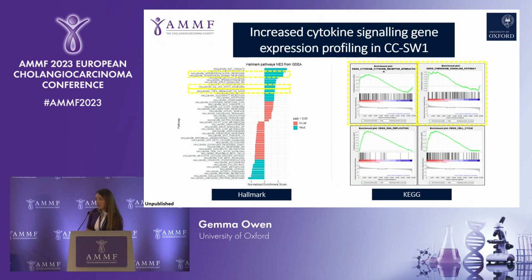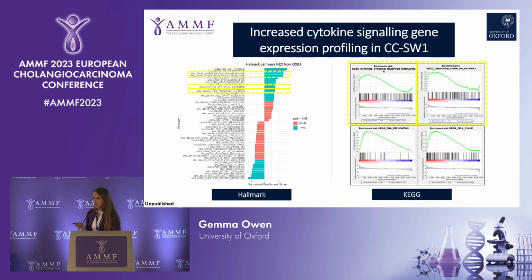As I mentioned, for our cholangiocyte cells, we did bulk RNA sequencing and used two different databases to analyze our result. Interestingly, what we saw in the CCSW1 cells was that out of the 11 significantly enriched gene pathways, 4 of these represented cytokine signaling. So we had interferon alpha, interferon gamma, IL-6, and tumor necrosis factor alpha signaling. When we looked at the same gene expression data using the KEGG database, again, we saw a significant increase in cytokine-cytokine receptor interactions, as well as an increase in chemokine signaling.